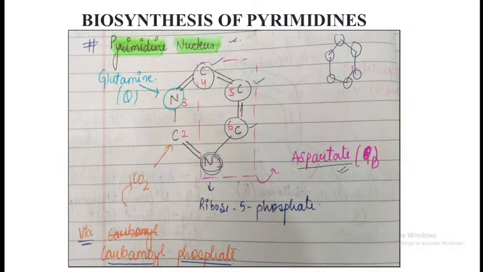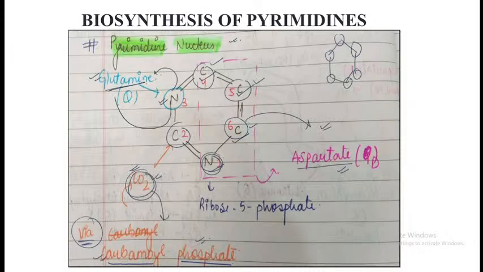Okay, then you have the second carbon derived from CO2, and this carbon dioxide is via carbamoyl phosphate, right? Then you have the third nitrogen. This third nitrogen is derived from glutamine. So in the pyrimidine structure, remember the basic source of each element: first, sixth, fifth and fourth, all these are via aspartate, the second carbon is via CO2, and the third nitrogen is via glutamine.